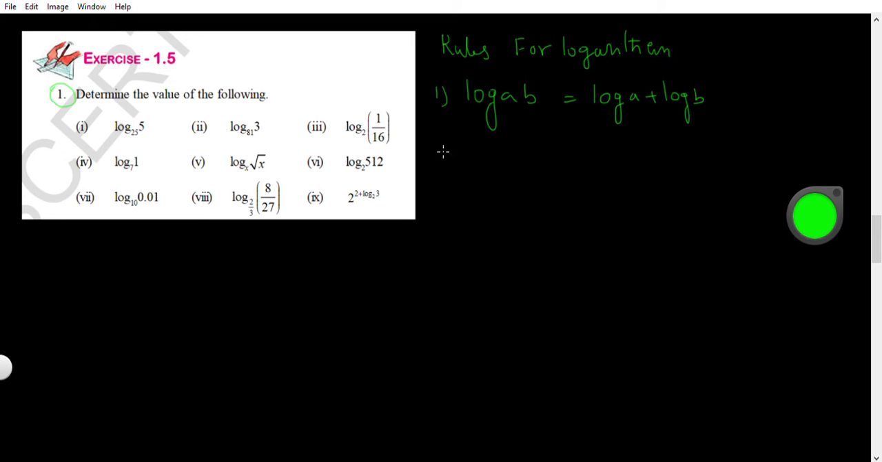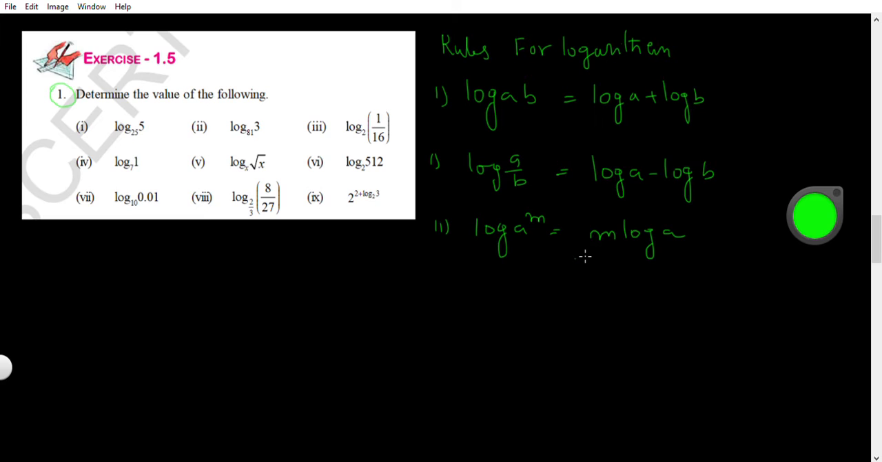And the second one is logarithm of A by B. This is a product rule, A into B. A by B, this is the quotient rule, that is equal to logarithm of A minus logarithm of B. And the third one is the power rule, that is logarithm of a to the power of m is equal to m into logarithm of a.